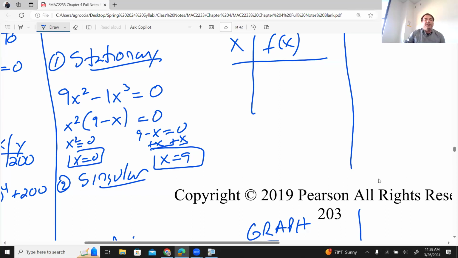So we're going to make a table soon. 0 and 9 are 2 possible extrema. I don't know what they are. I don't know if they even are extrema, but those are 2 possible ones.